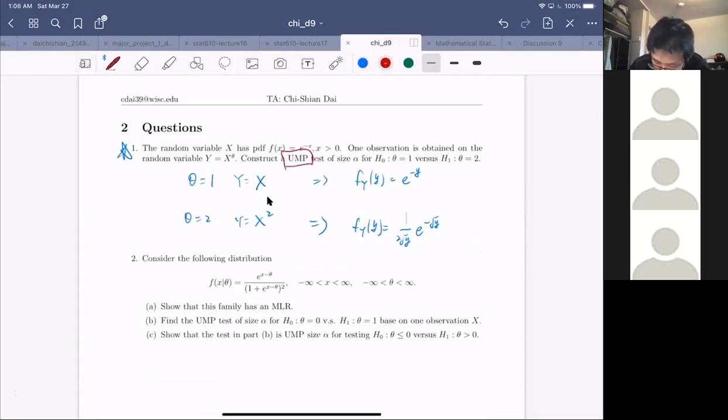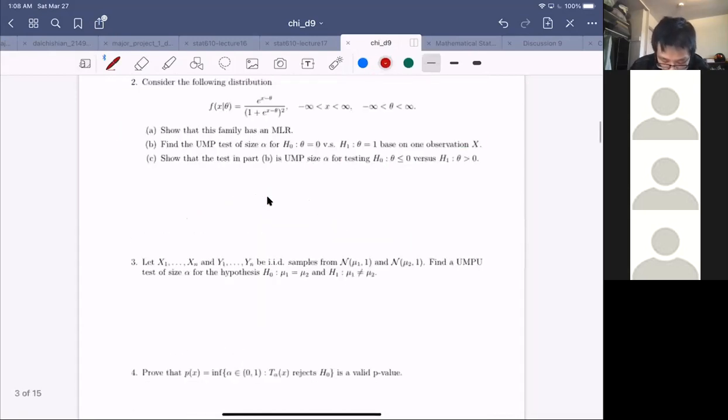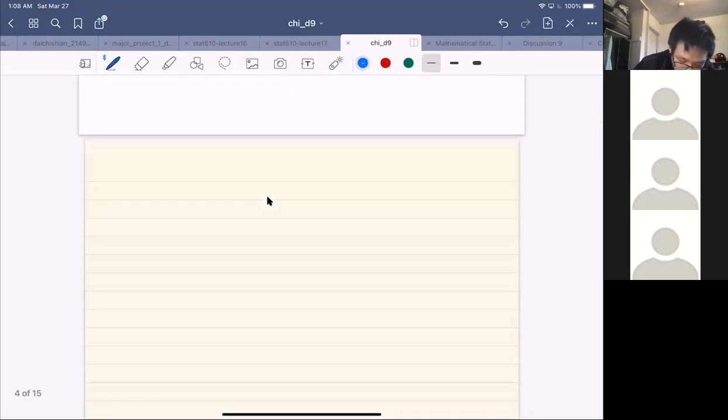Okay, so this is a simple test. That means we have to use the Neyman-Pearson lemma. So theta equals 1, theta equals 2. The density is like this.